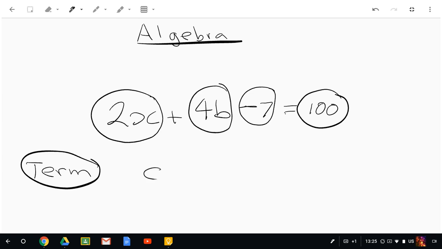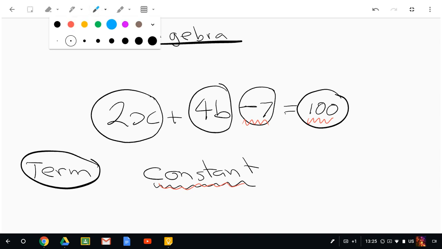If I'm talking about a constant, that's something that doesn't change its value. Doesn't matter what happens to the equation, the constant doesn't change value. So minus 7 is a constant and 100 is a constant in this equation.